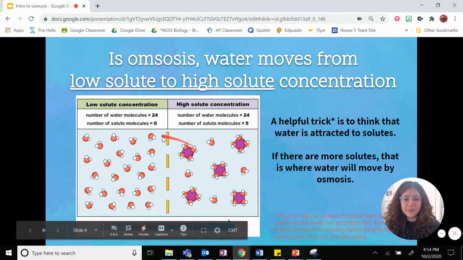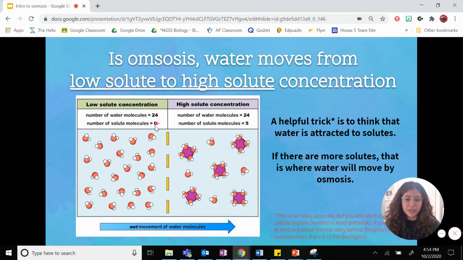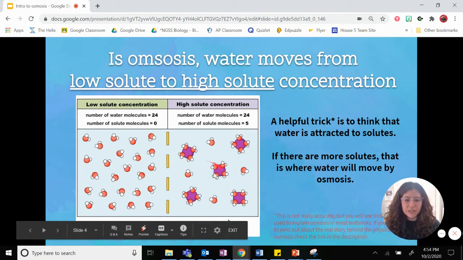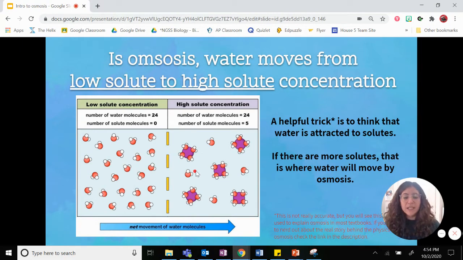So for example, in this picture, we have a bunch of just pure water over here. It's just water molecules, so the solute concentration would actually be 0. And then here on the right, we have a bunch of solutes, these purple things. And you can see the water molecules are surrounding the solutes and dissolving them. So during osmosis, water is going to move to the right in this example. It's going to move towards the side with more solutes. And that is always true.